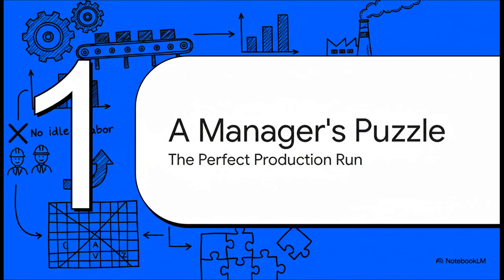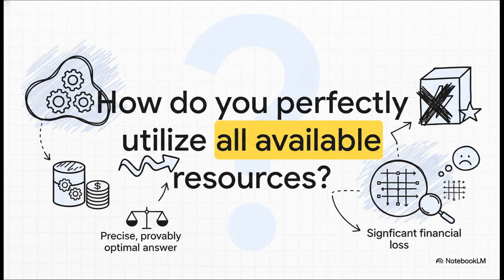I want you to imagine for a moment that you are the operations manager at a manufacturing plant. Your main goal, your whole job, is to maximize efficiency. What does that mean? It means zero wasted materials, no idle labor hours, and a production plan that is perfectly in sync with all of your constraints. The big question, the one that keeps managers up at night, is how do you actually achieve that perfect balance without just guessing?